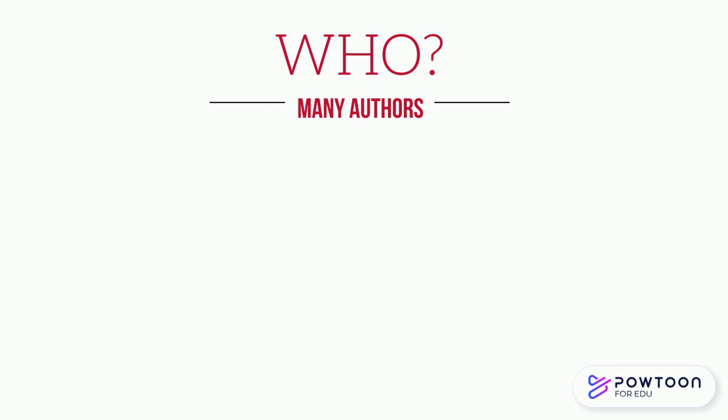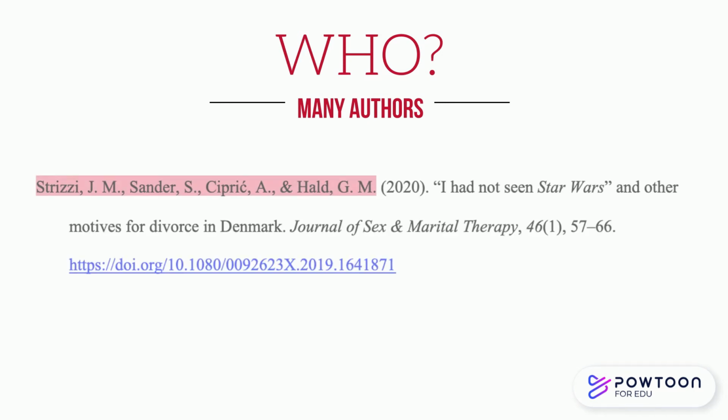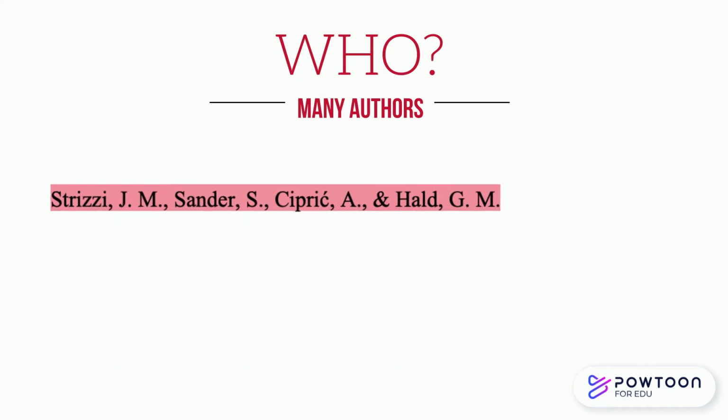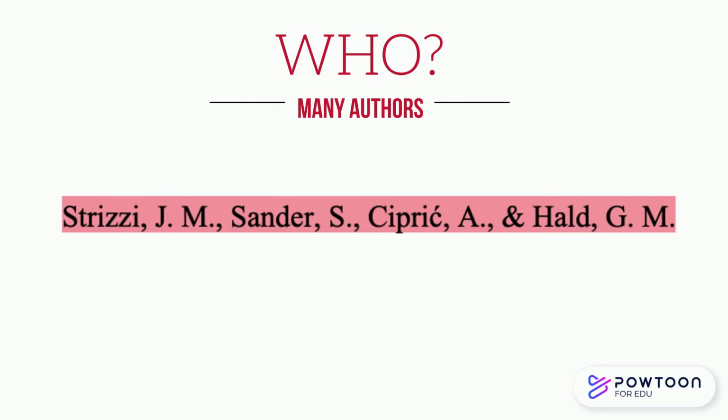What if there are multiple authors? This is an important question because many articles are written by more than one author. These authors on the reference page will be listed in the order that they appear on the paper and are separated by commas. The final author will be attached with an ampersand rather than the word "and" spelled out.